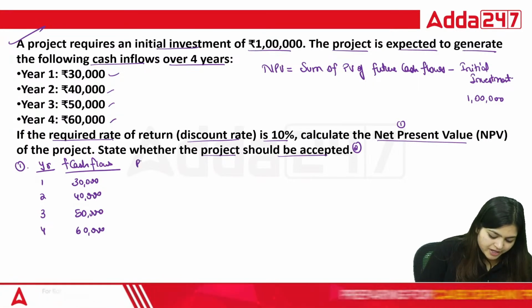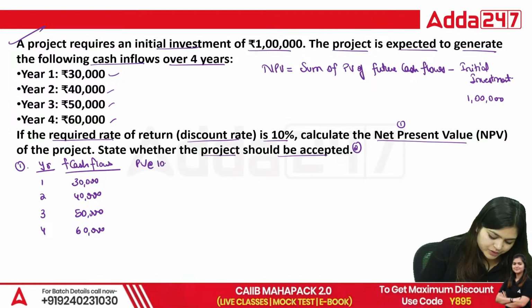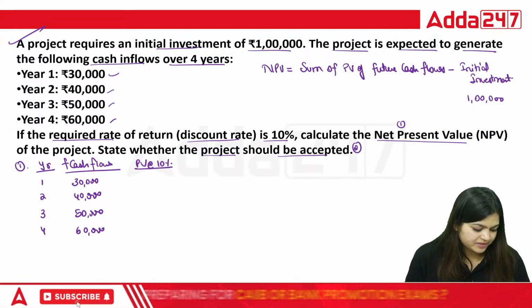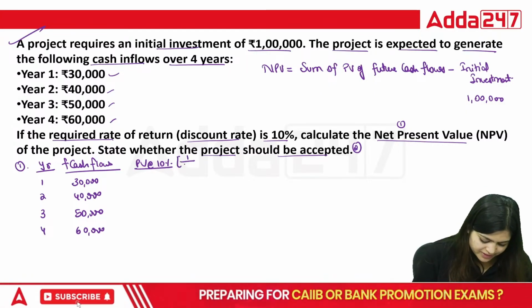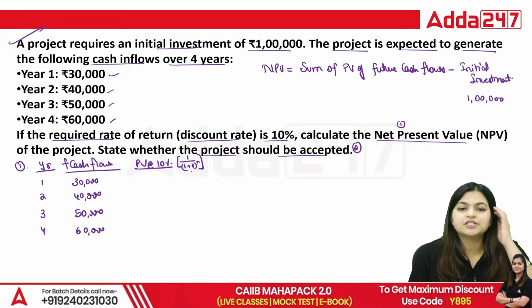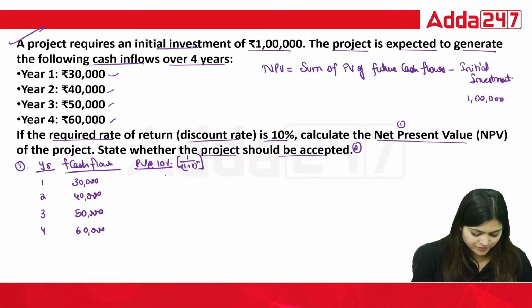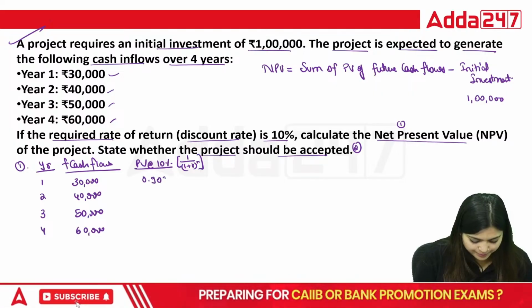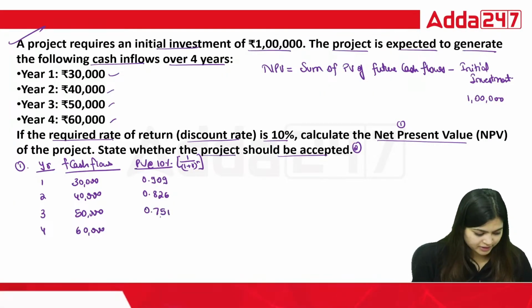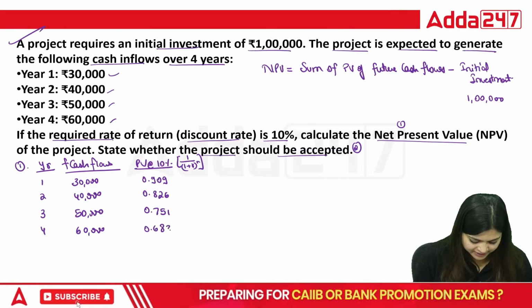Now your present value is going to be at 10%. So 1 divided by 1.10. What formula do we need to use here? 1 divided by (1 plus r) to the power n. Yes, this is the formula we are going to use here. So first here 0.909, then 0.826, next 0.751, and after that you have 0.683.